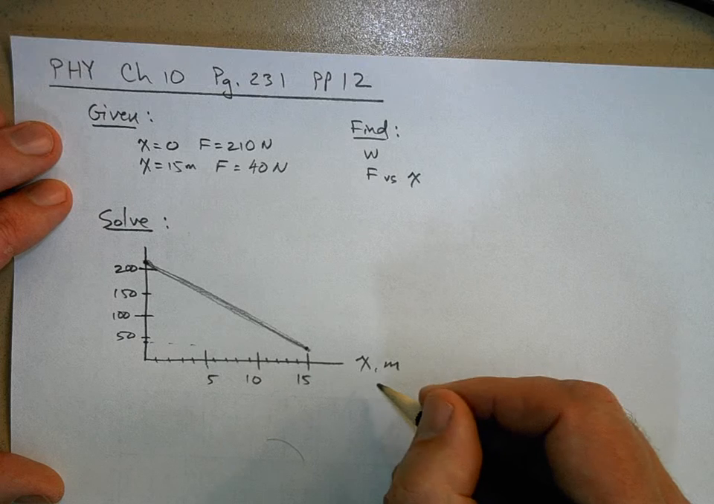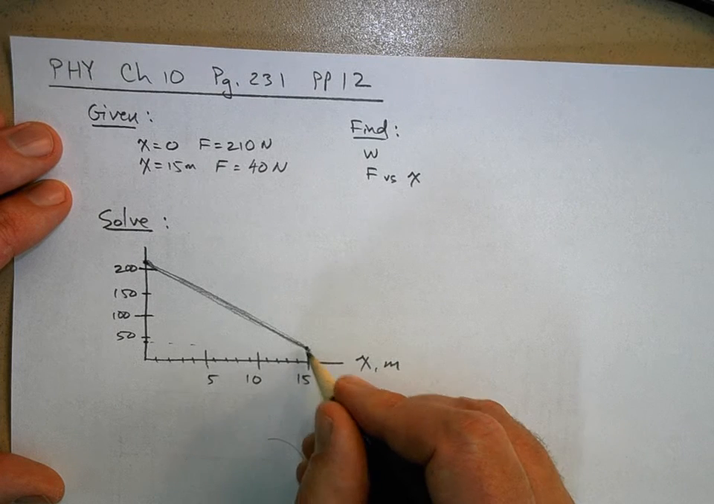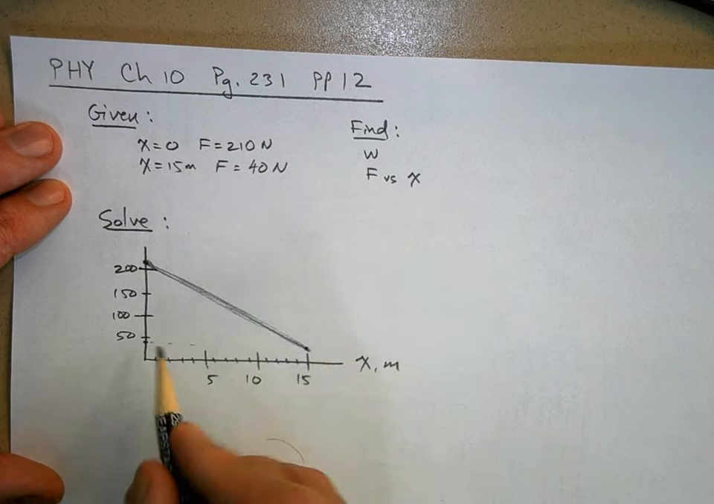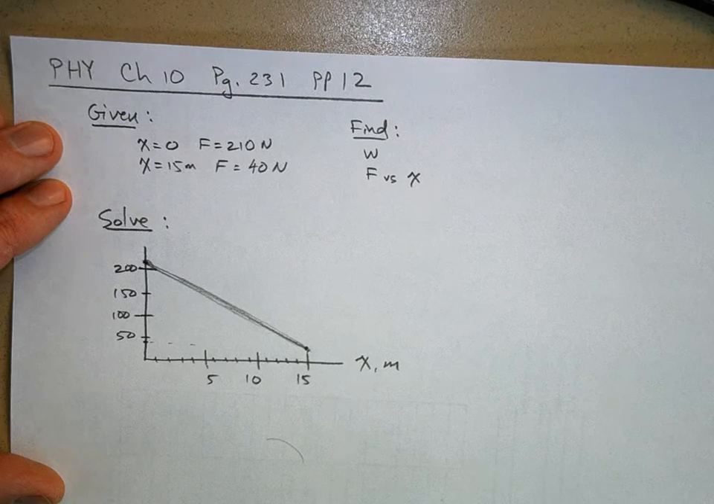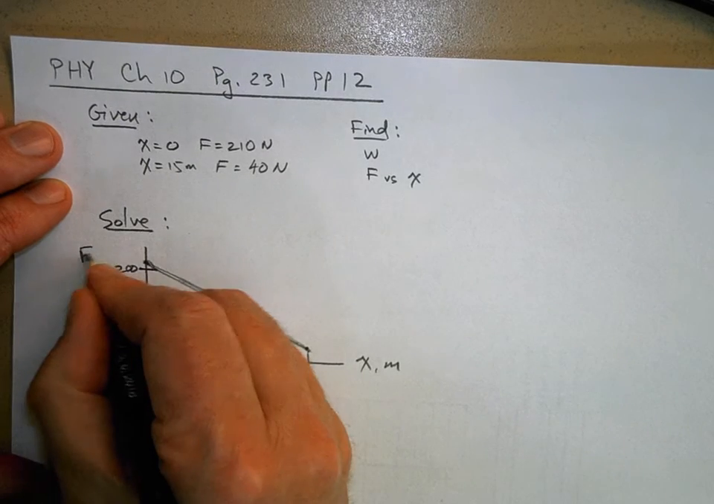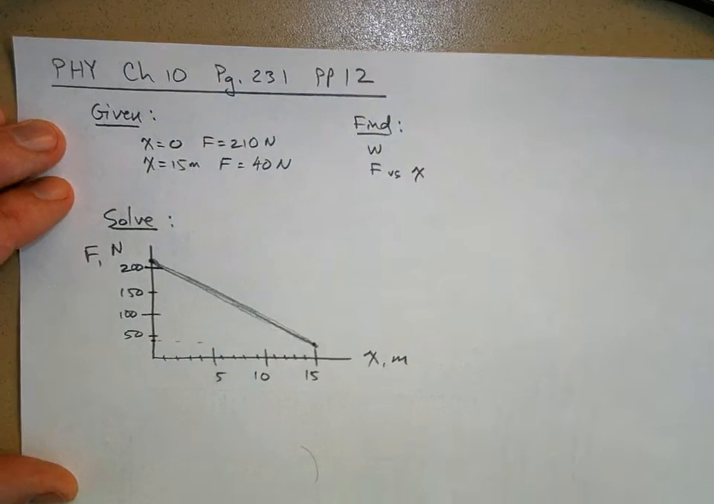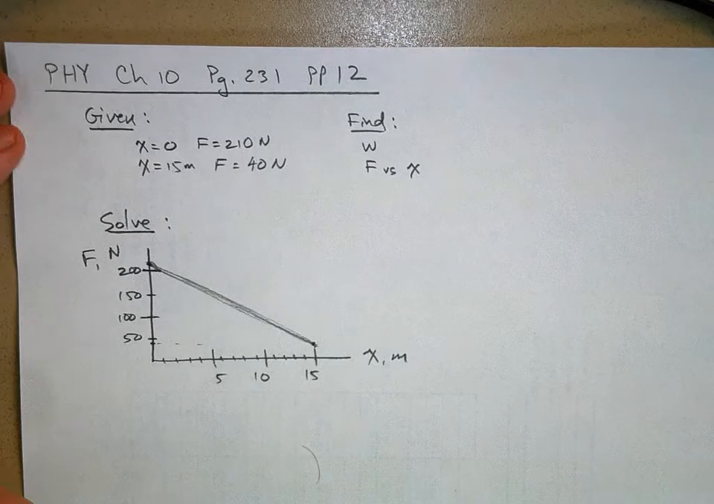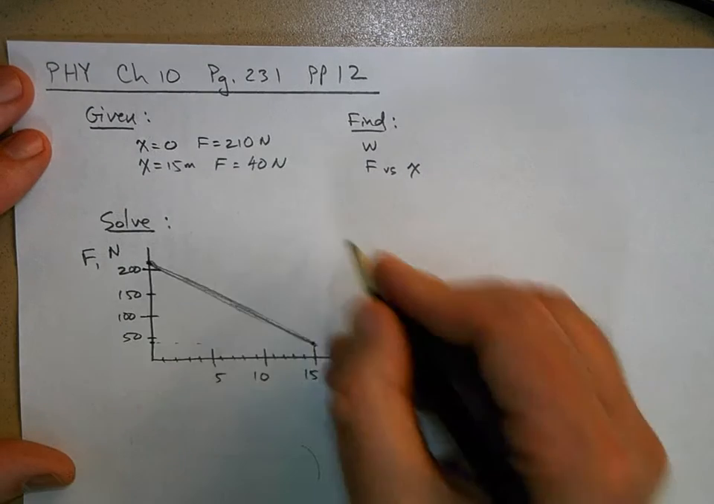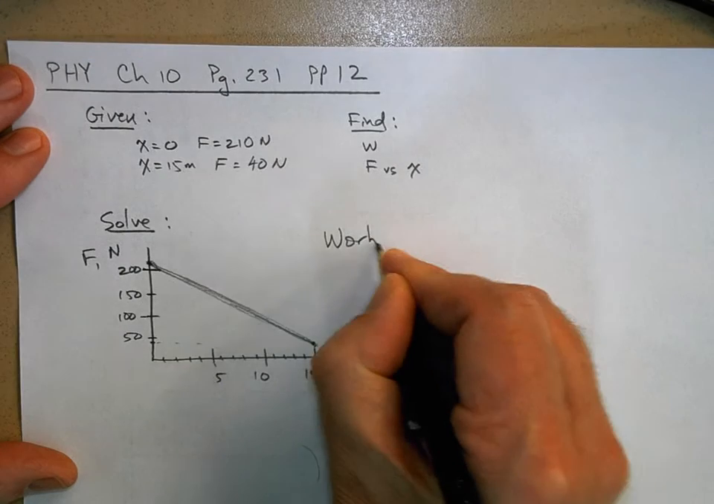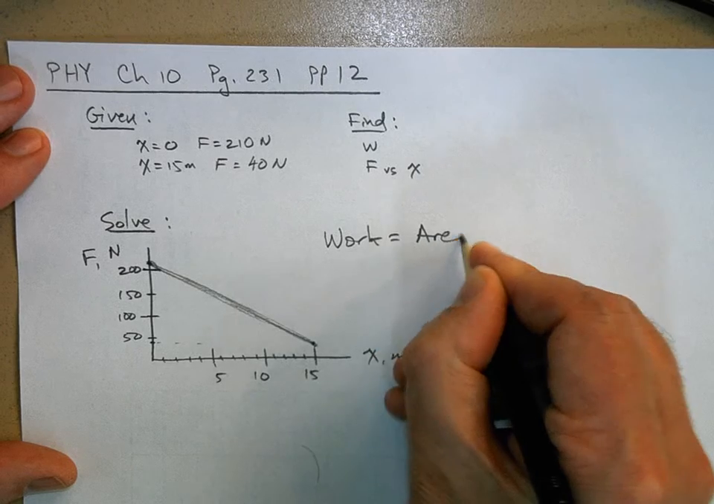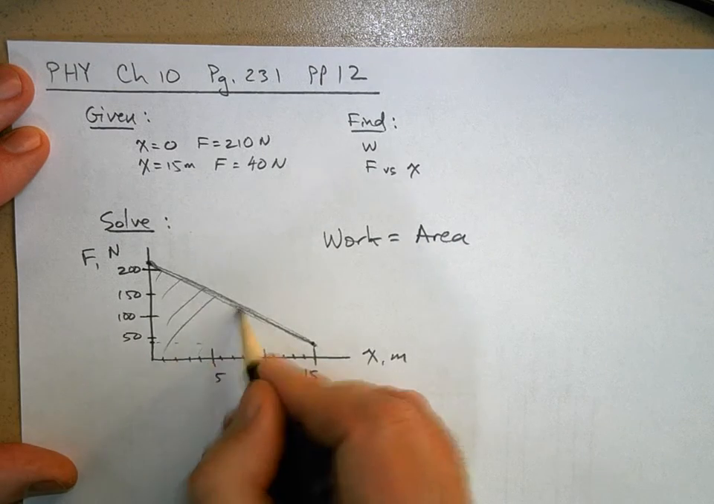Some of you took it all the way to the end. If you did, that's fine, as long as at 15 meters, it's at 40 newtons. Oh, this is force in newtons. Don't forget to label your axes. And so now the work done is equal to the area underneath this graph. That's what this was testing.